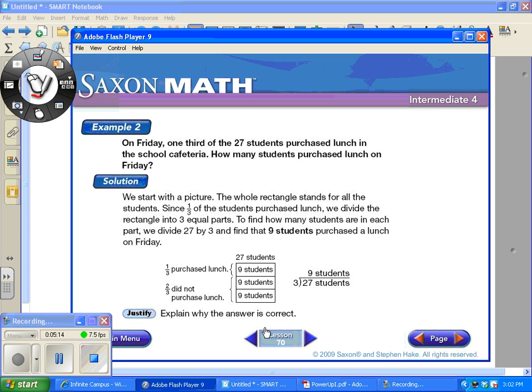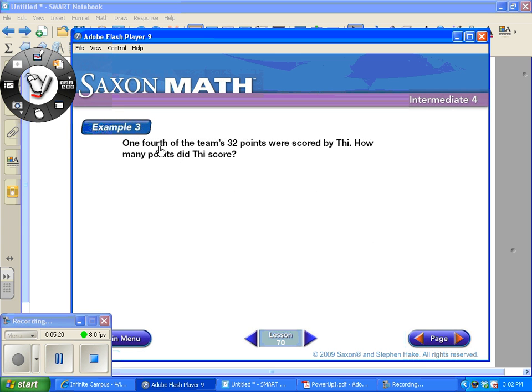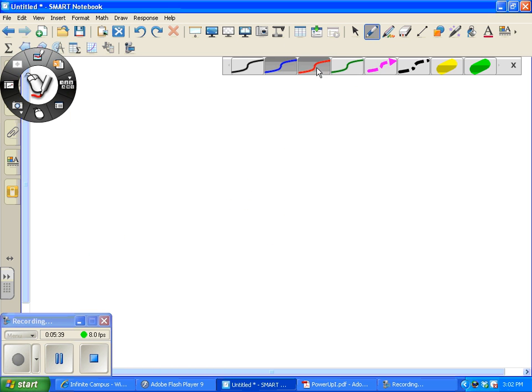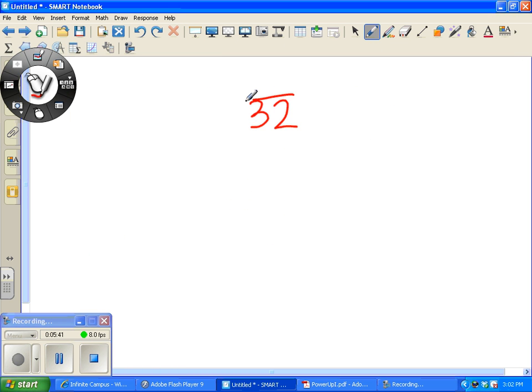And we've already proven why our answer is correct, because 9 times 3 is 27. Example 3. 1/4 of the team's 32 points were scored by Ty. How many points did Ty score? So we want to divide 32 points into fourths, into 4 equal groups. So we're going to do 32 divided by 4.